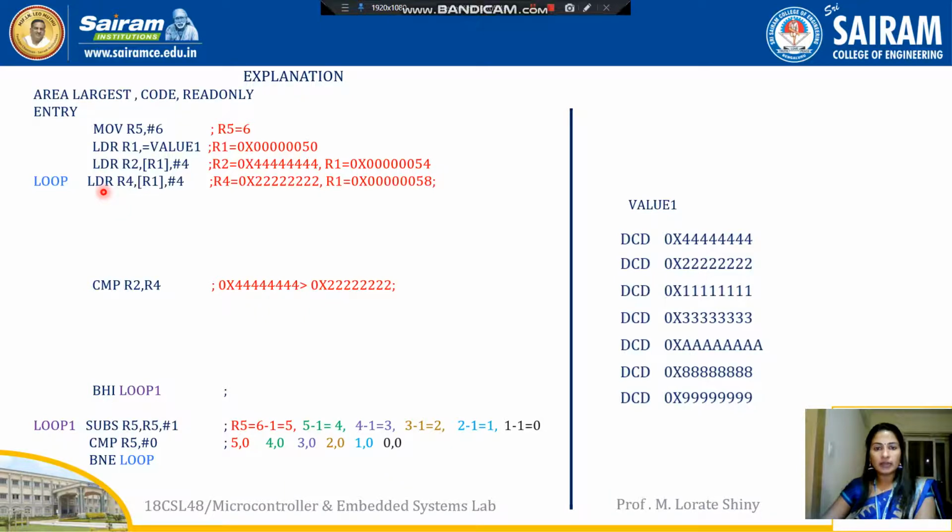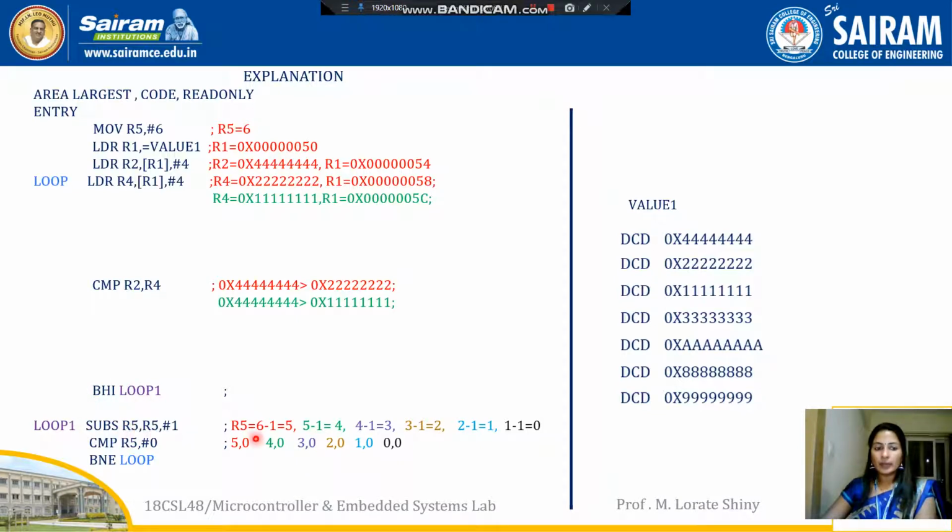So here I will get the next data from this address, because here R1 is 58. In 58 I have 111, that moves to the R4 register. This time R1 will be updated with 5C. 5C points to the next data, this is nothing but 333. So now I am comparing 4 and 1. Now also 4 is greater, so this condition is satisfied. So I will jump to loop.